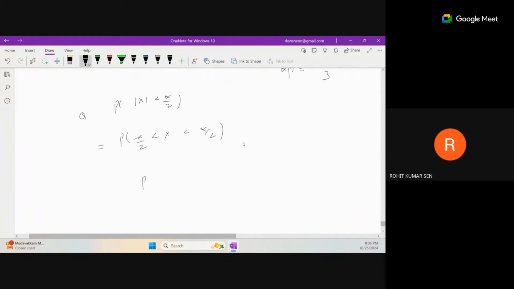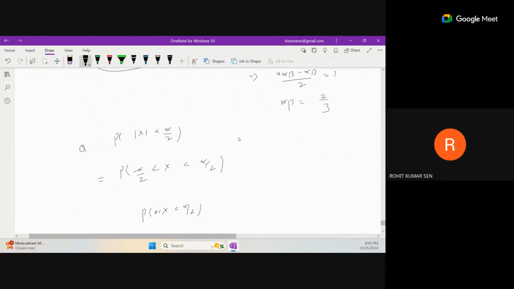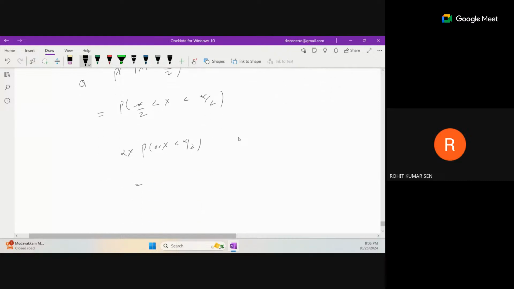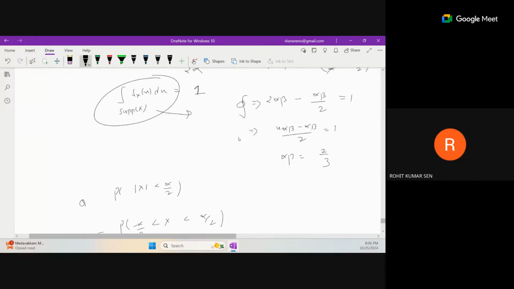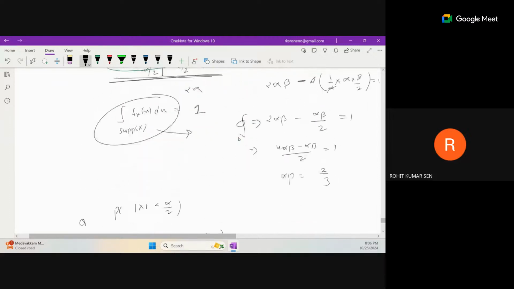This I will try to find. How can I find the probability of x from 0 to alpha by 2? I will try to find this only, and I will multiply it with 2. Okay, how can I find it? I just need to have a PDF. PDF means what? Basically f of x equation, something like mx plus b. This I need to get, which is easy.